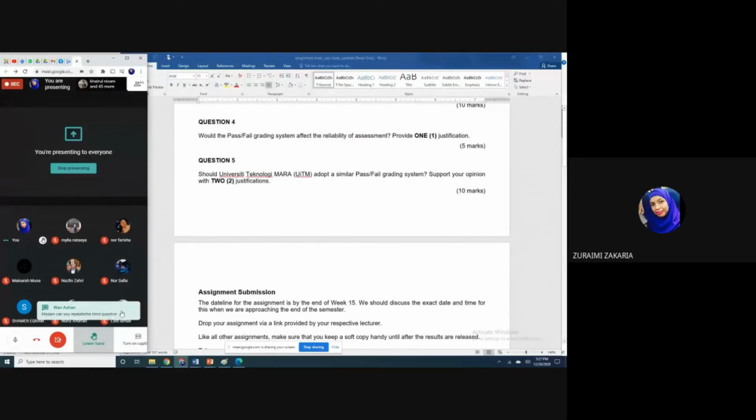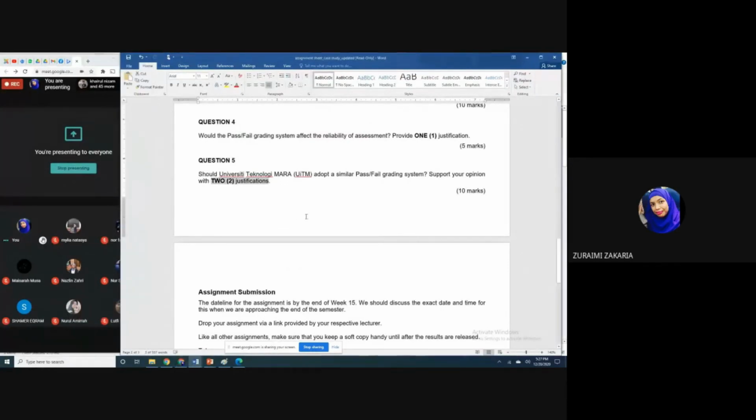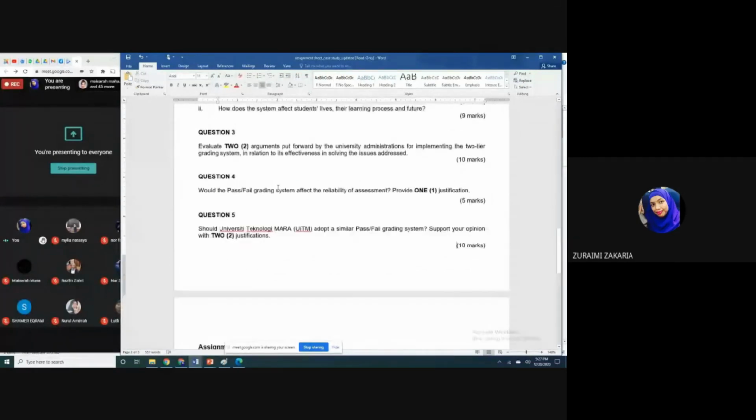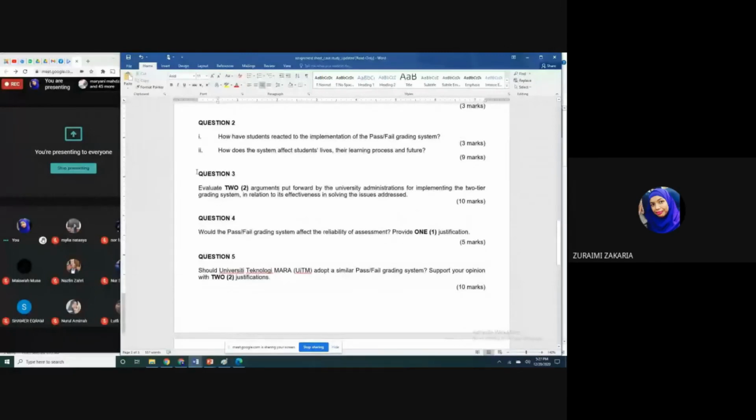Can you repeat the third question? Okay, boleh. Sekejap, soalan 5 ada soalan ke? Ada tak nak tanya soalan 5? Tak ada, mari kita kembali ke soalan ketiga. Okay. Evaluate 2 arguments put forward by the university administrations for implementing the 2-tier grading system in relation to its effectiveness, blah, blah, blah.